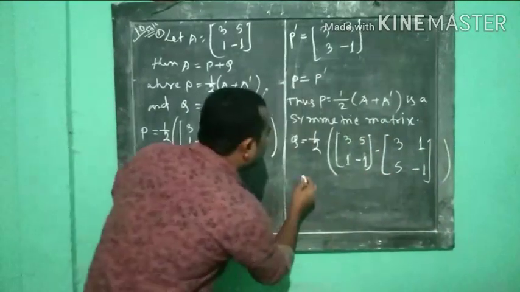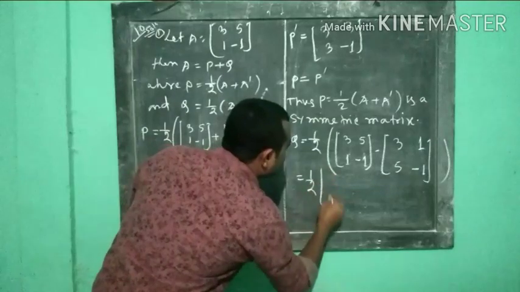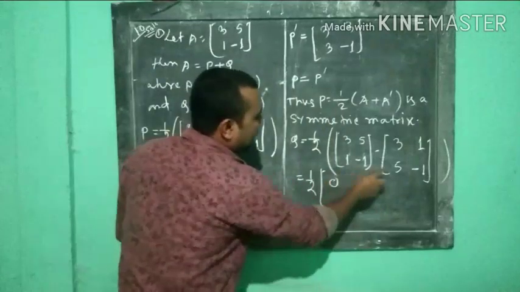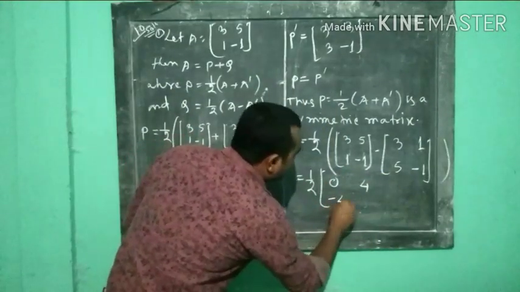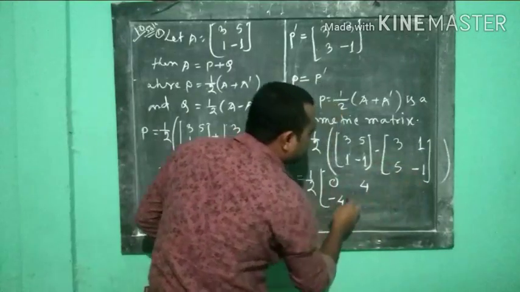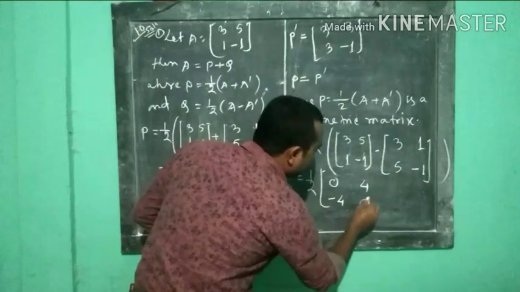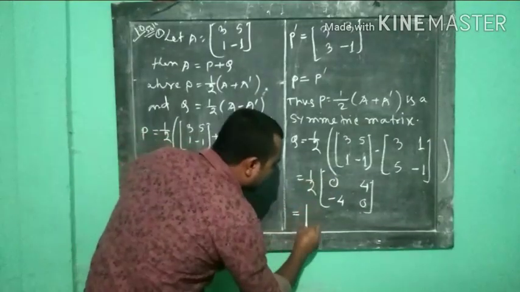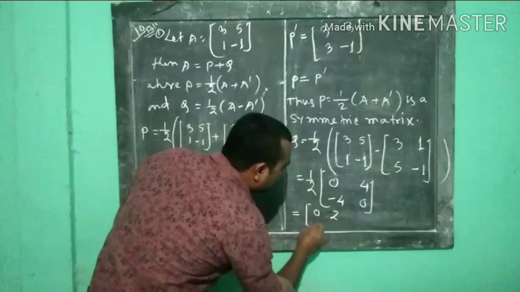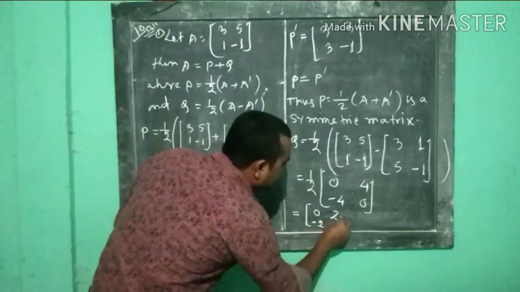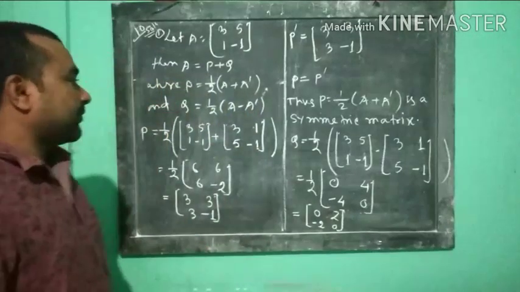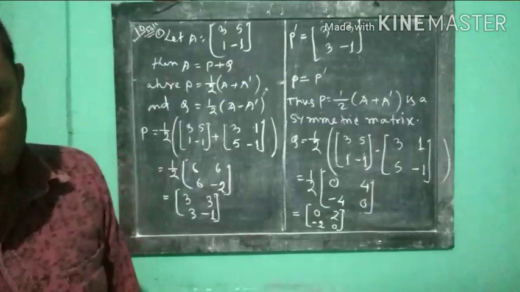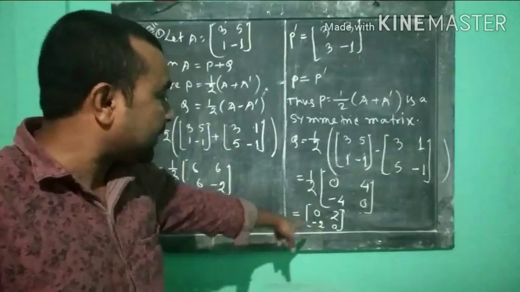And then what do we get? This is equal to half of: 3 minus 3 is 0, 5 minus 1 is 4, 1 minus 5 is minus 4, and 1 minus, which is plus, 1 gives 0. Dividing by 2, we get 0, 2, minus 2, and 0. This is Q. Q equals 0, 2, minus 2 and 0.